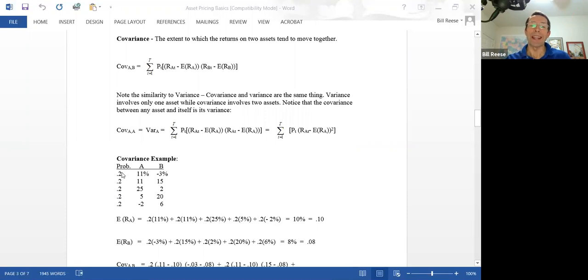So if this first thing happens, okay, right here, then A is going to be up 11% and B is going to be down by 3%. If this second state of the economy happens, A will again be up by 11%, B will be up by 15%. If this third state of the economy happens, A is going to be up by 25%, B is going to be up by 2%. And you can see it through there.